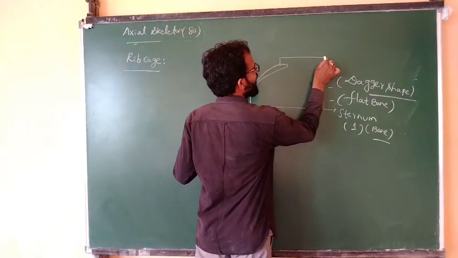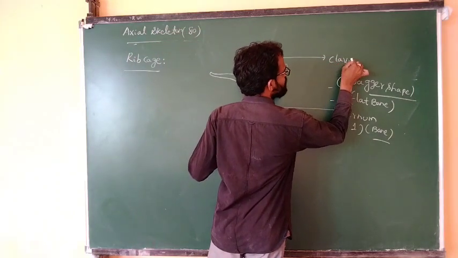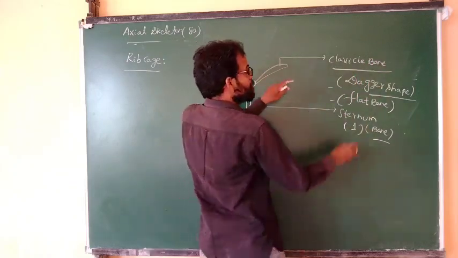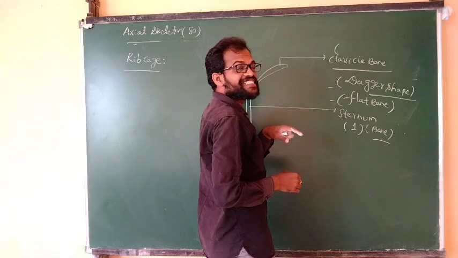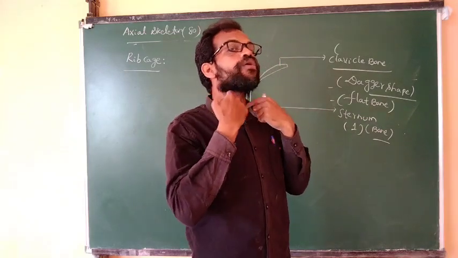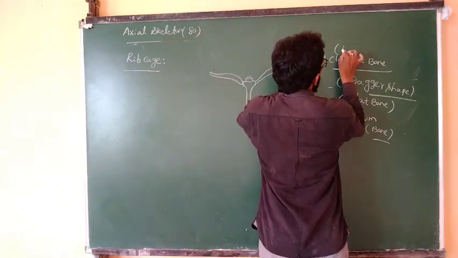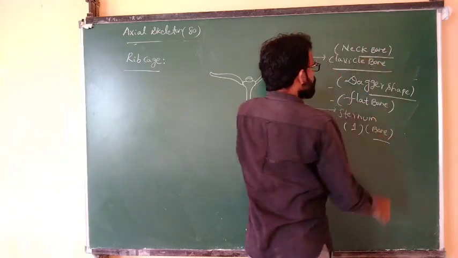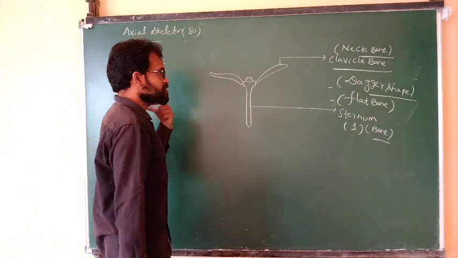The next bone is the clavicle bone. Clavicle bone means it is a neck bone. What is the bone name? Neck bone. It is a clavicle bone. It is a solid bone.